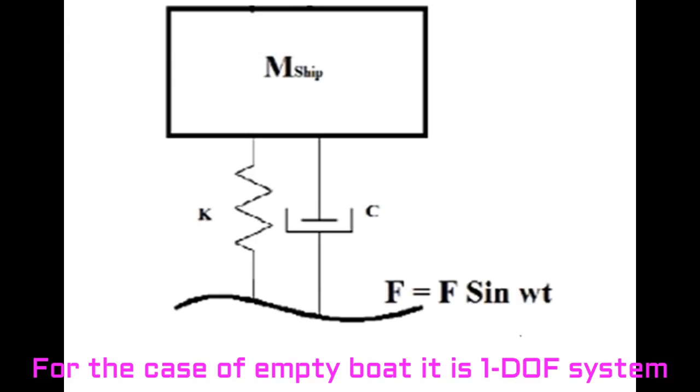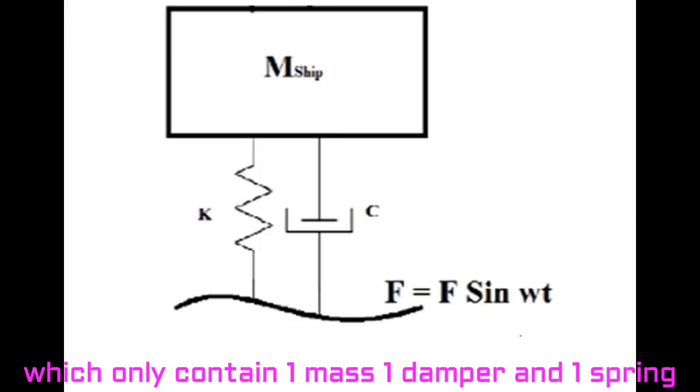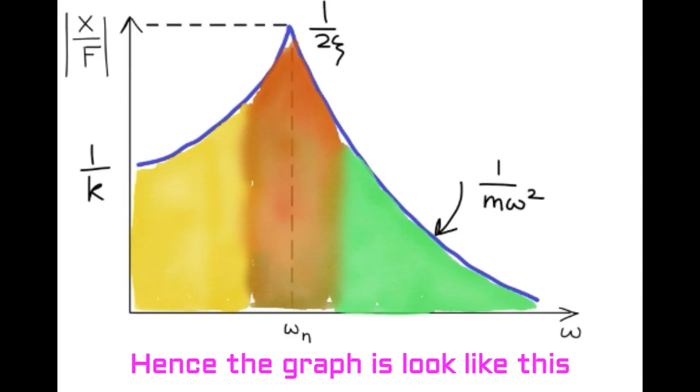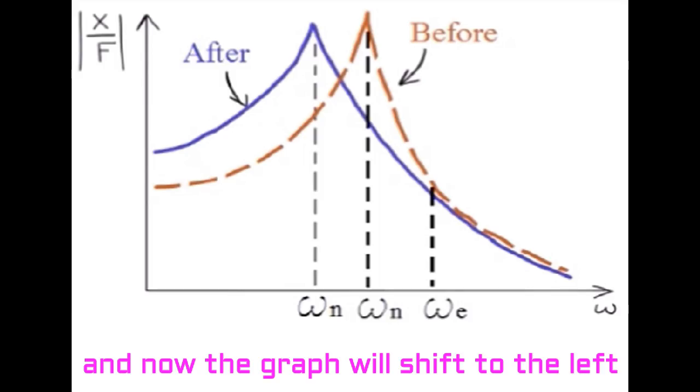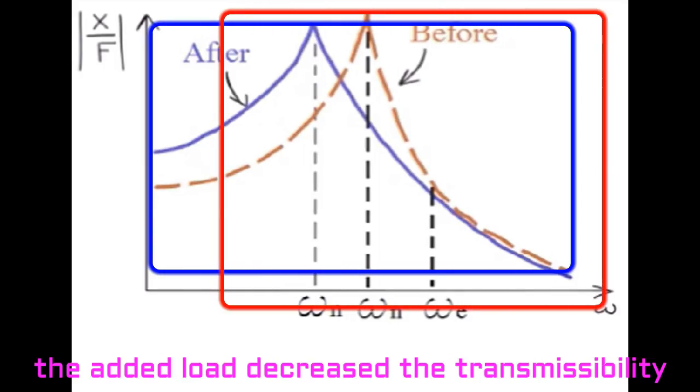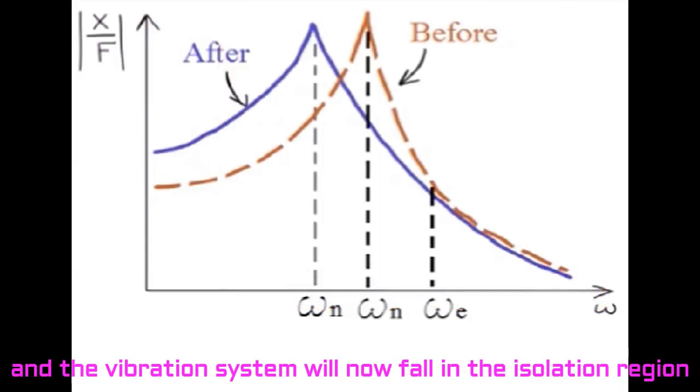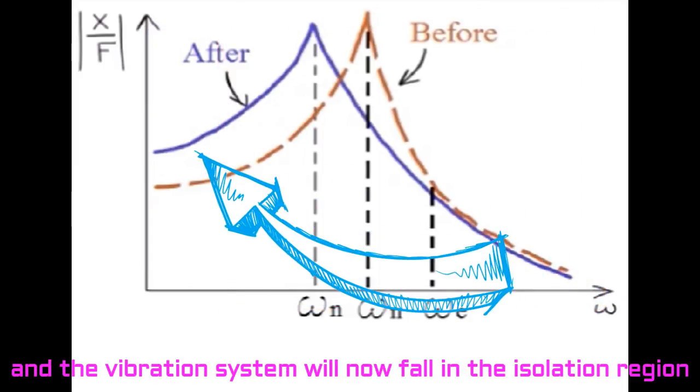For the case of an empty boat, it's a single degree of freedom system. It only contains 1 mass, 1 damper, and 1 spring. Hence, the graph is like this. For case number 2, which is the mass boat, we added a load mass, and now the graph will shift to the left. The added load decreases the transmissibility, and the vibration system will now fall in the isolation region.